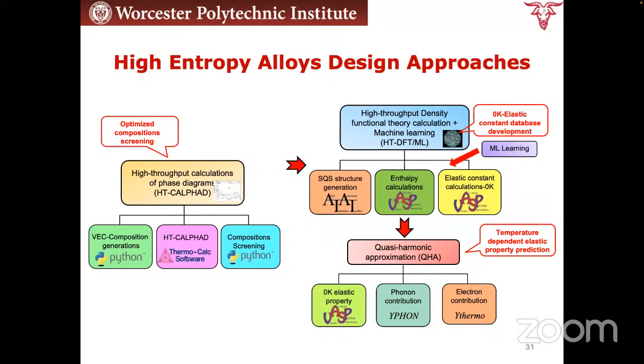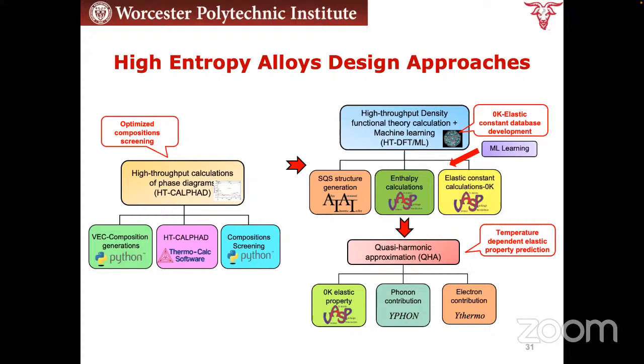So we are not done yet. We know the phase stability, we know the mechanical property. However, this is the mechanical property prediction at 0K. For the high entropy alloy, in many cases, we want to use it at elevated temperature. So we want to know how the mechanical property will change with temperature. So this is the third part.